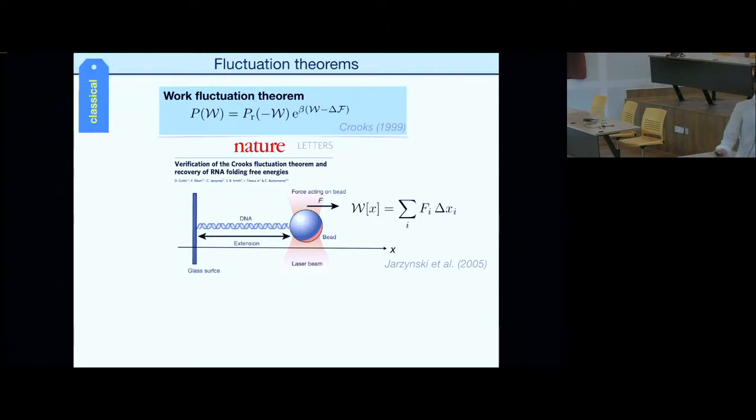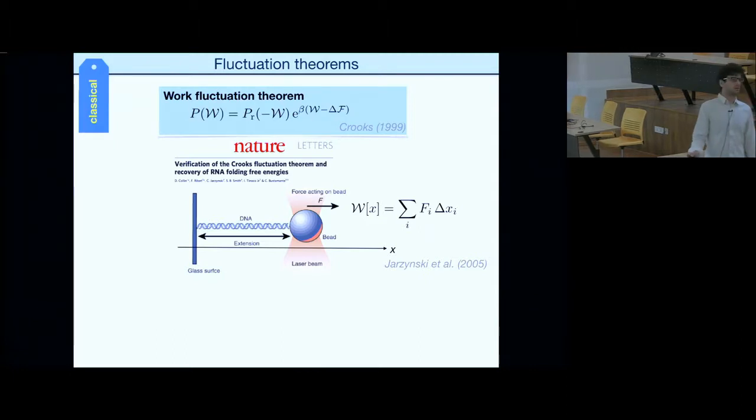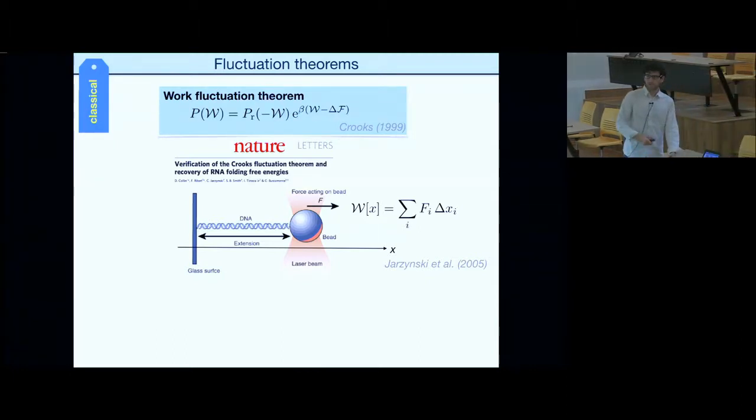And you have to think that here maybe there is water or some kind of thermal environment. You can exert a constant force on this DNA strand, repeat the experiment, and measure the work that you do for each experiment. So it's going to be different for each experiment. And then you look at the statistics of your results for work, and you can check that this works perfectly.